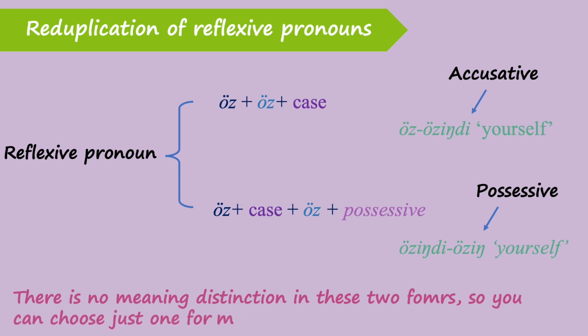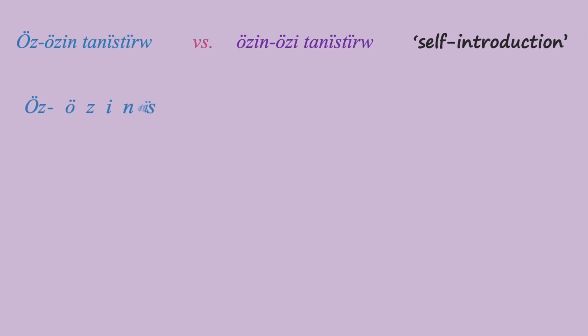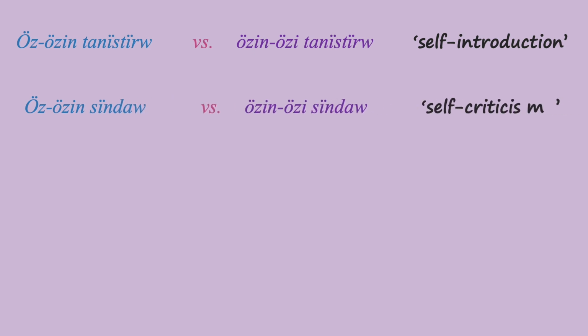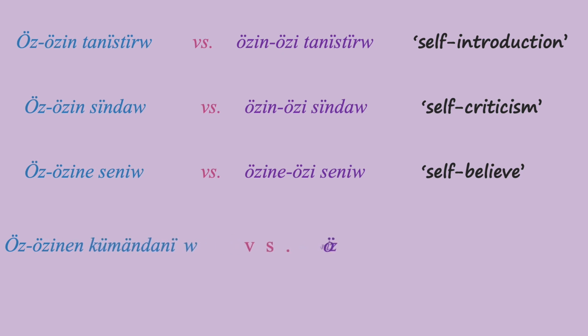For instance, öz özün tanıştırу or özün özü tanıştırу, self-introduction. Öz özün sındau or özün özü sındau, self-criticism. Öz özüne senu or özüne özü senu, self-belief. Öz özünен күмәндәну or özünün özü күмәндәну, self-doubt.